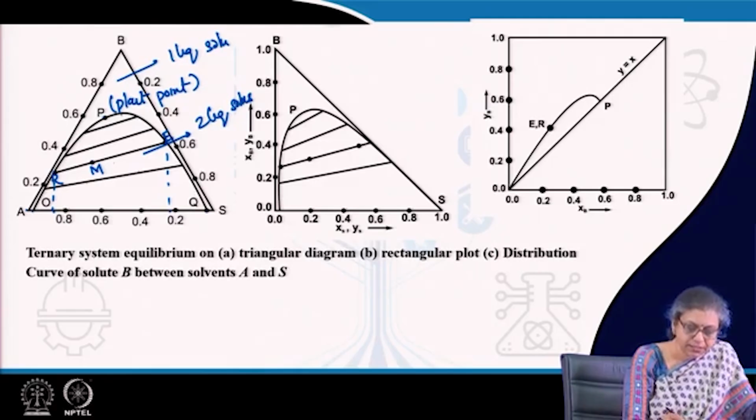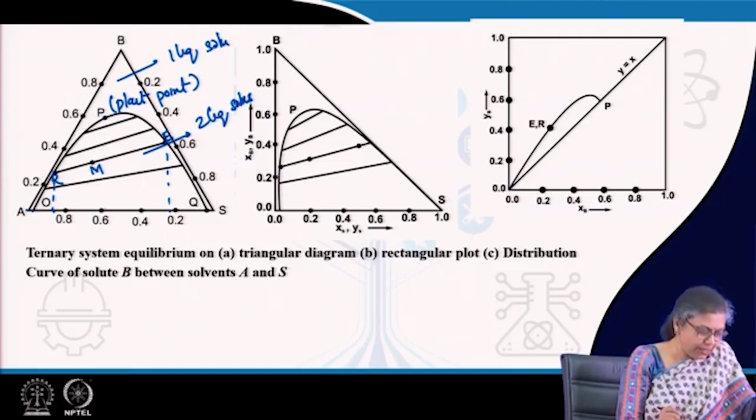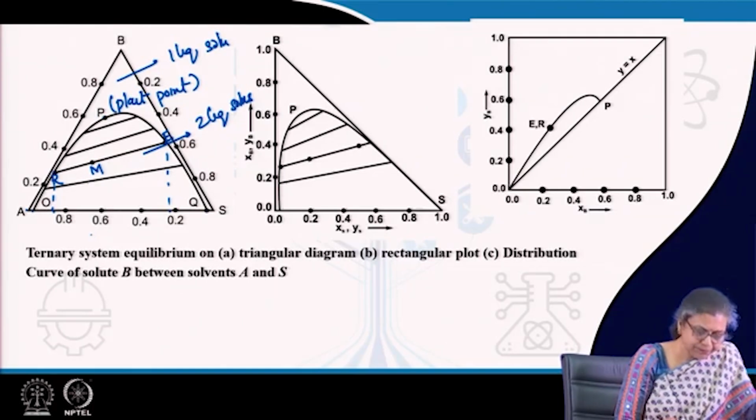Remember one thing, these two curves rarely meet symmetrically at the center. This is usually at one side, and this gives you the limit of immiscibility in this particular case.